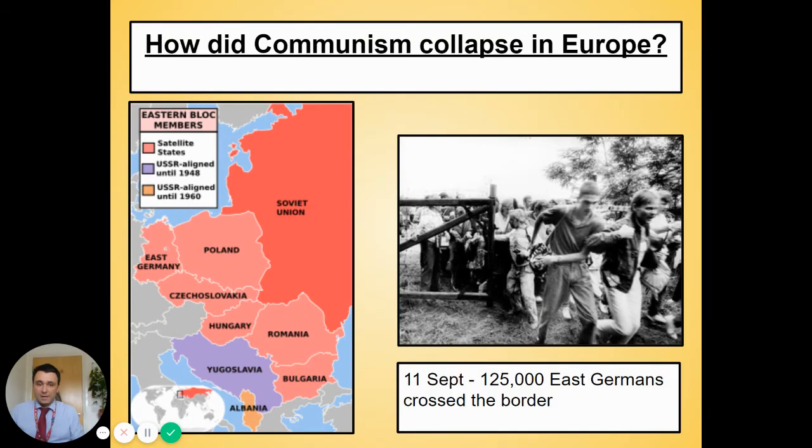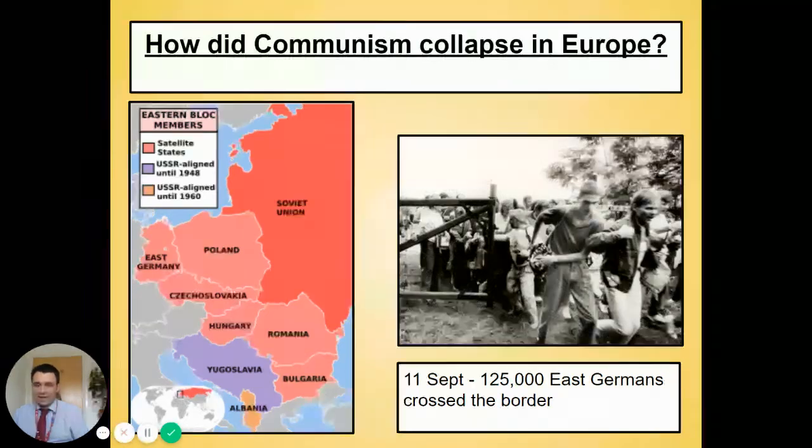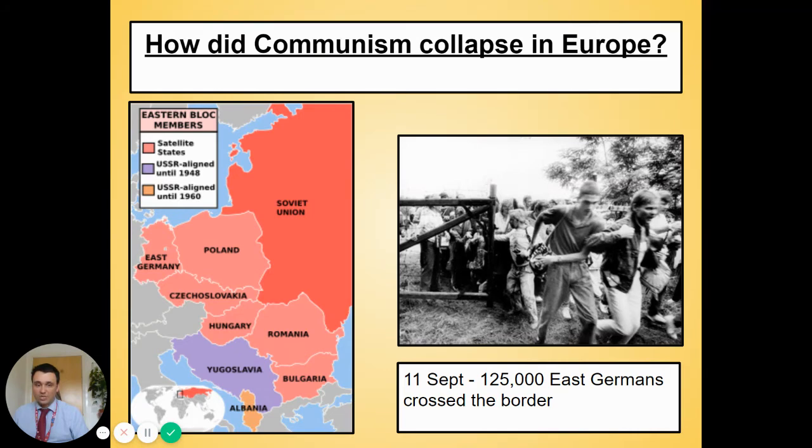And the 11th of September, 125,000 East Germans crossed the border in a day. People were leaving, if you can see on the map, East Germany. They were going to Hungary, and they were just going through that gap in the Iron Curtain to Austria on the other side. And so now more and more people were leaving these communist areas.